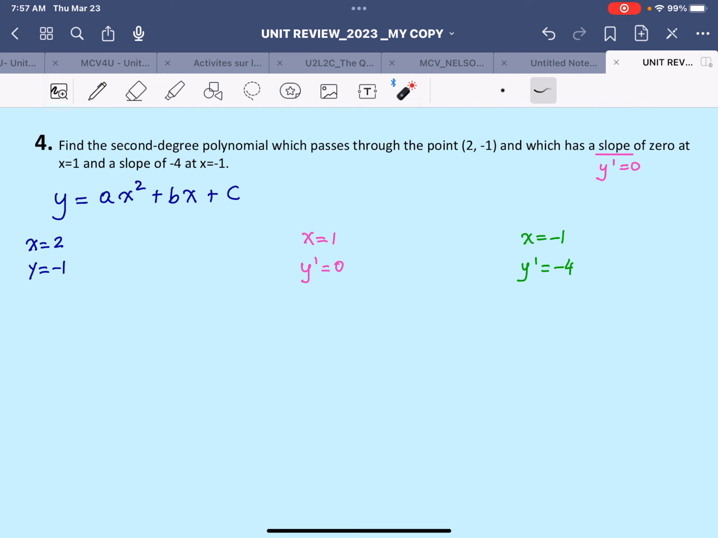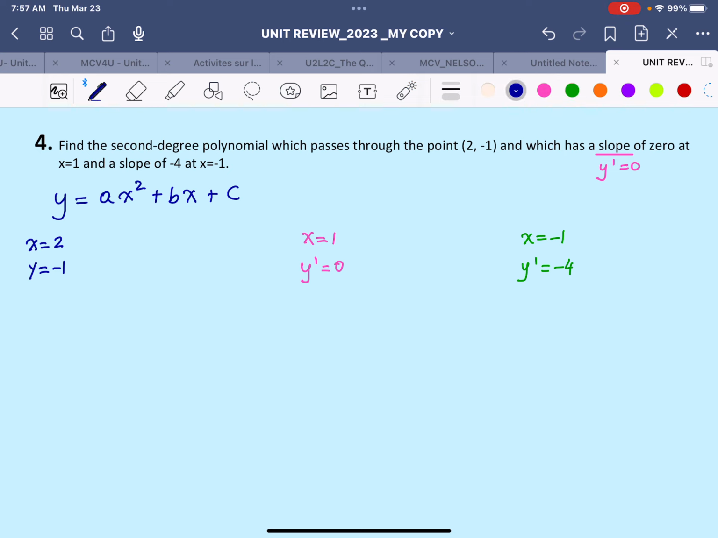We have 3 unknown coefficients and 3 pieces of information that will help us determine the 3 coefficients. So I'm feeling optimistic here, because remember that whenever we have to find 2 unknowns, we need 2 equations. For 3 unknowns, 3 equations. For 4 unknowns, 4 equations. And when we say equations, we mean relationships between the unknowns. So let's start off with the first one.